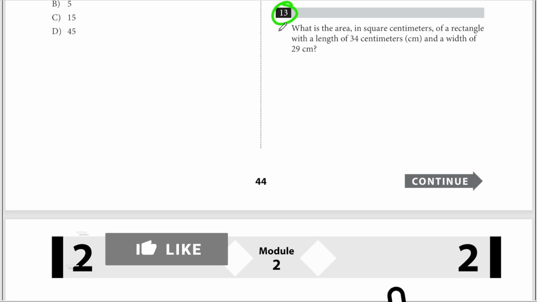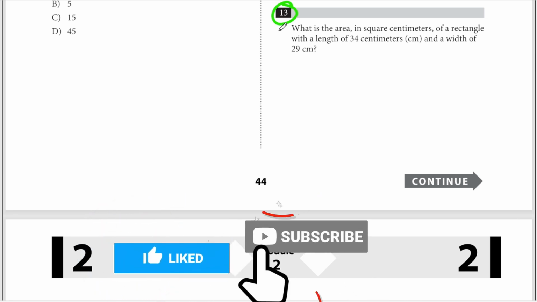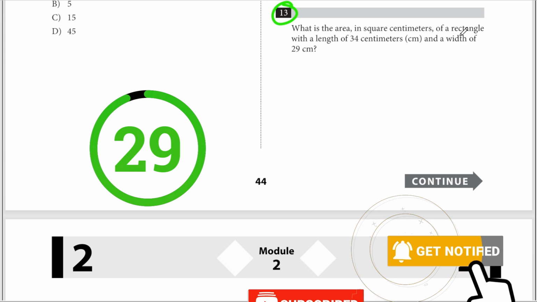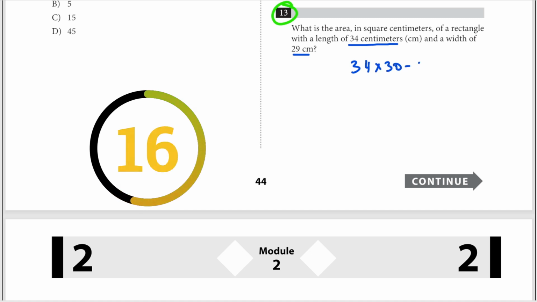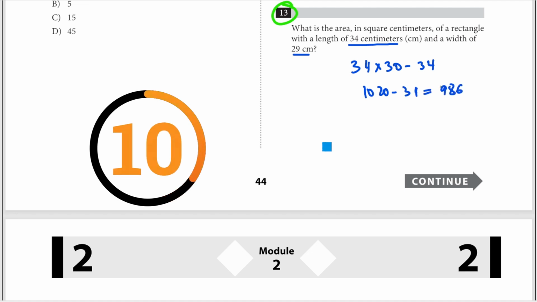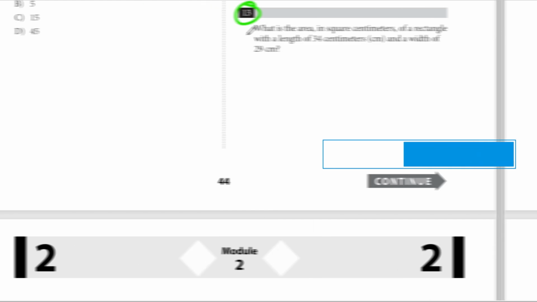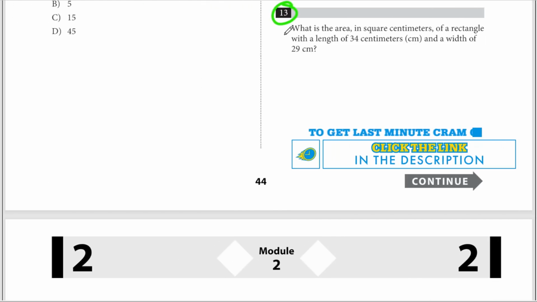So, how can you do this problem in 30 seconds or less? What is the area in square centimeters of a rectangle with a length of 34 centimeters and a width of 29 centimeters? So it's just another definition problem. 34 multiplied by 29 is the same thing as 34 times 30 minus 34, which is equal to 1020 minus 34, and the answer is 986. How was I able to do this problem so fast?